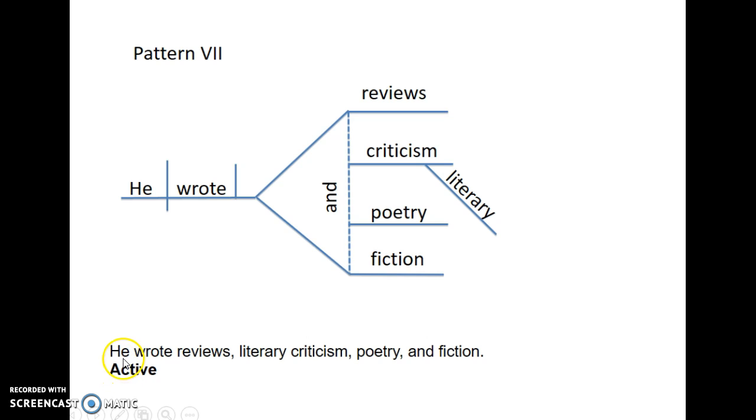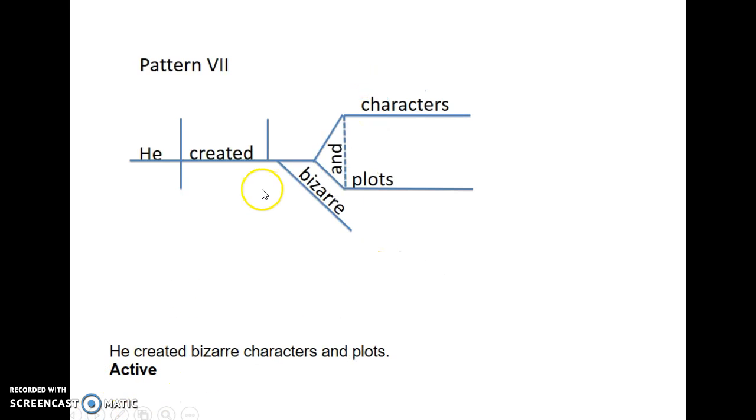This one is active because we have our subject verb construction. He is doing the writing. So we put our subject verb here, and he's writing what? He's writing 4 different things: reviews, criticism, poetry, and fiction. So we do our little bracketed structure so that we have 4 direct objects. The literary adjective comes off of criticism. They're all joined by the conjunction. And we have subject, verb, direct objects, which makes that a pattern 7.